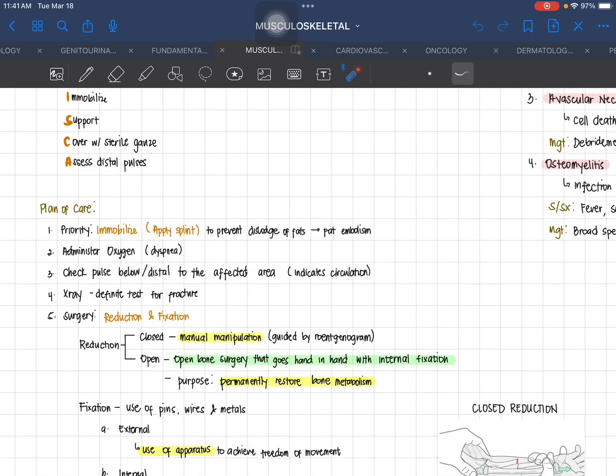Third is to check the distal pulses. Yan yung sinasabi ko kanina. I-check mo yung pulse below the affected part or distal to the affected area para malaman mo kung may circulation pa ba. And fourth is x-ray para makikita mo doon kung may fracture ba talaga, para ma-verify mo if fracture yon. So sa NCLEX walang x-ray, so makikita natin doon Roentgenogram.